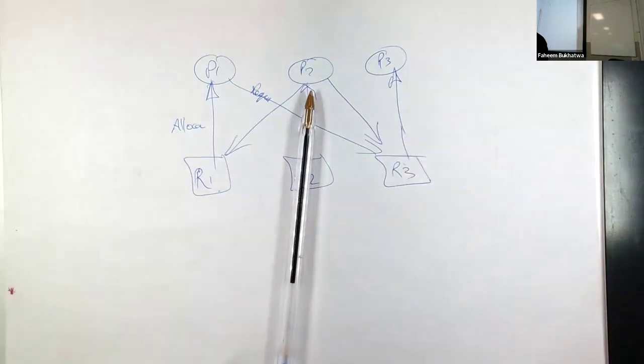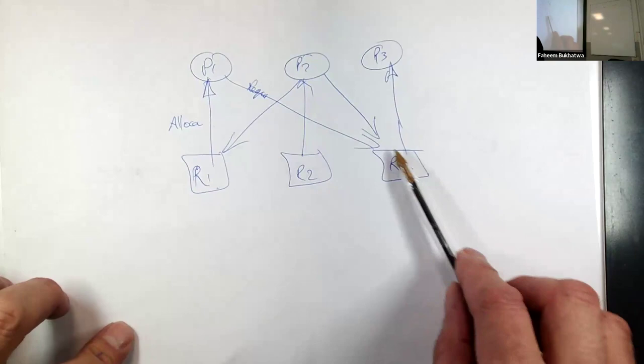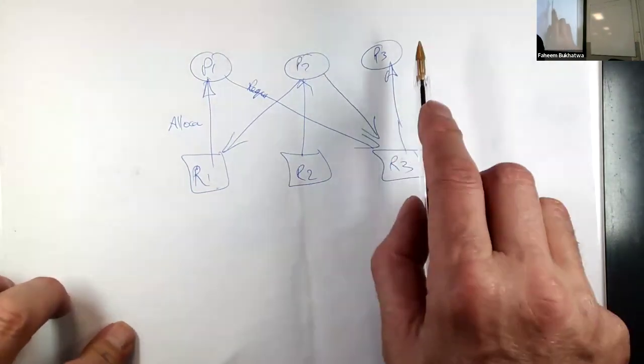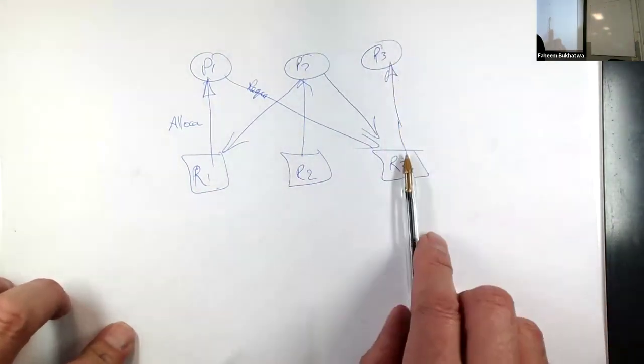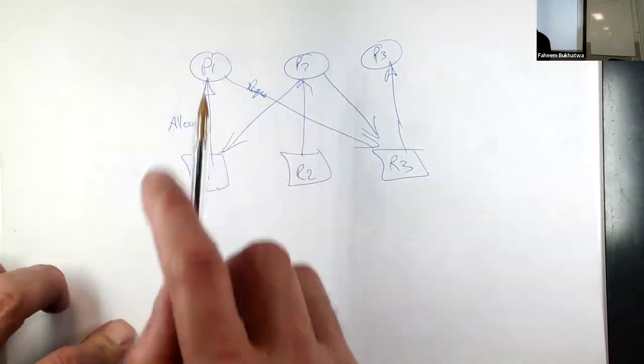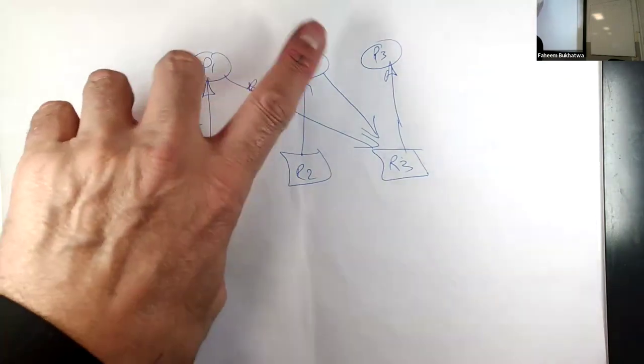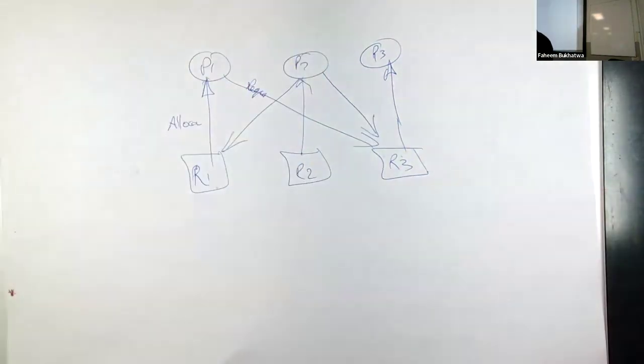Are the other 2 available? Can we allocate the other 2? No, this one we cannot allocate to process 2 because it's already with someone else, with process 3. Can we give it this one, R1? No, we cannot because resource 1 is allocated to process 1. And this is logical. Then it cannot finish. Leave it. Go to the next one.